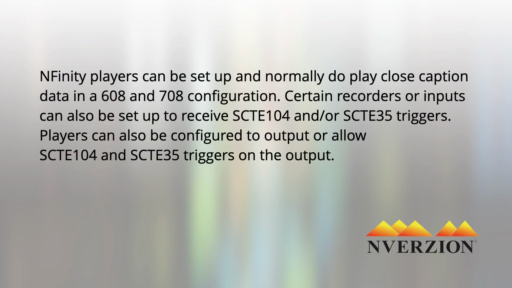NFinity players can be set up and normally do play closed caption data in a 608 and 708 configuration. Certain recorders or inputs can also be set up to receive SCTE 104 and or SCTE 35 triggers. Players can also be configured to output or allow SCTE 104 and SCTE 35 triggers on the output.